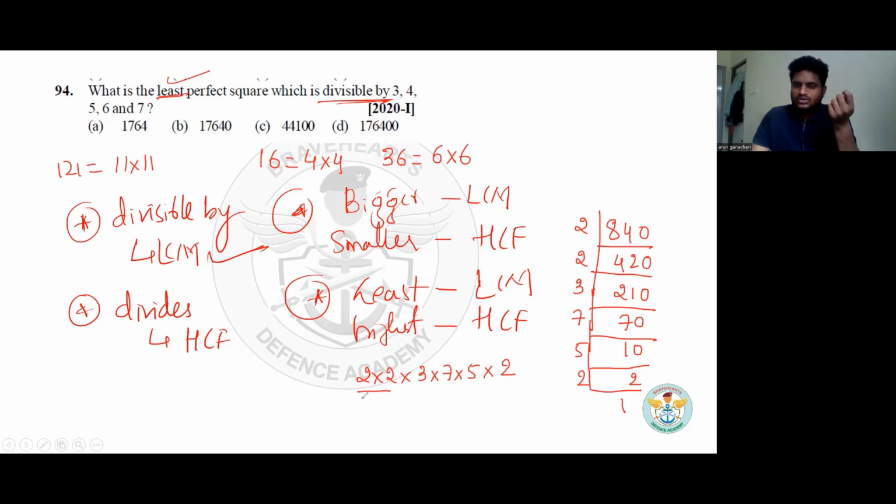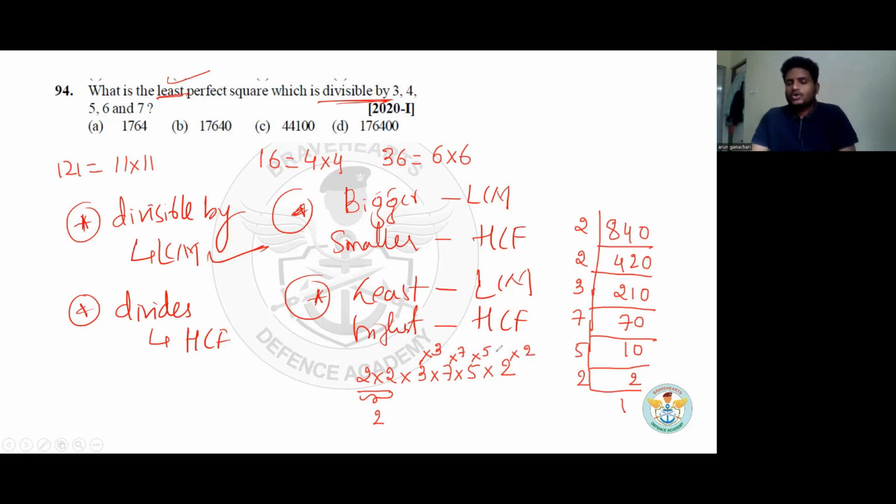We have 2 2s. This can be taken as 1 pair of 2. Getting this? But we have only 1 3. So what I'll do, I'll multiply by 1 more 3. I have only 1 7. So I'll multiply by 1 more 7. I have only 1 5. So I'll multiply it by 1 more 5. I have only 1 2.